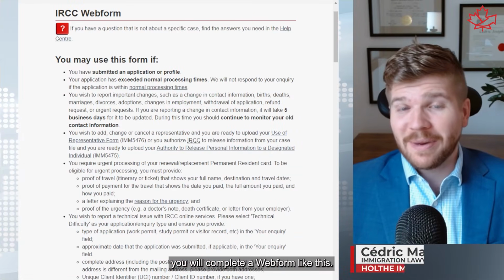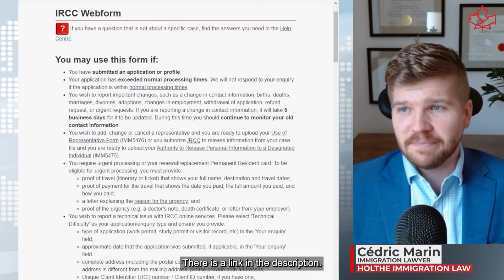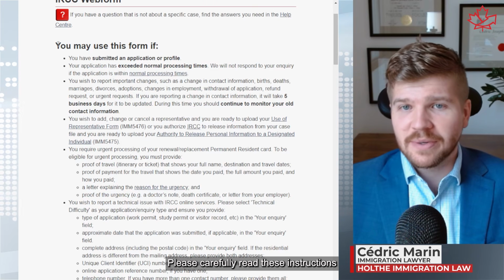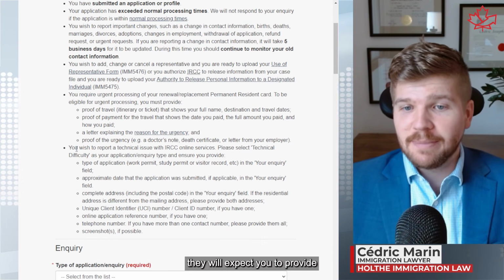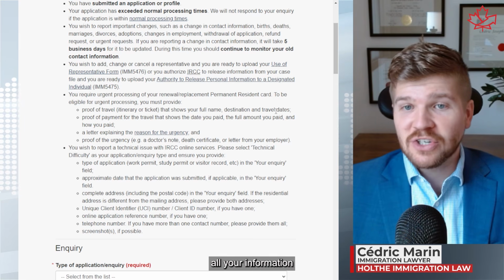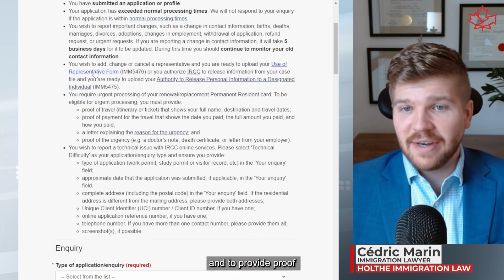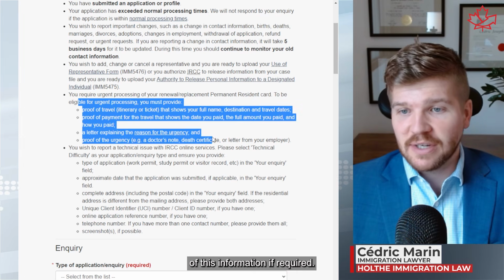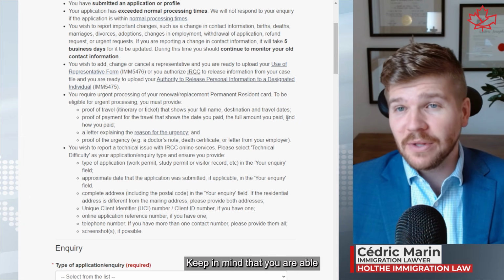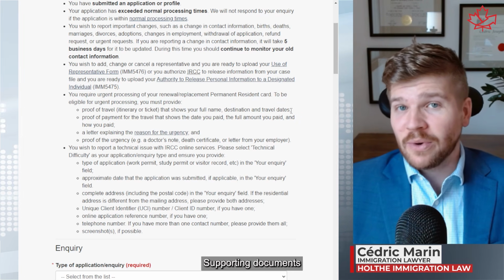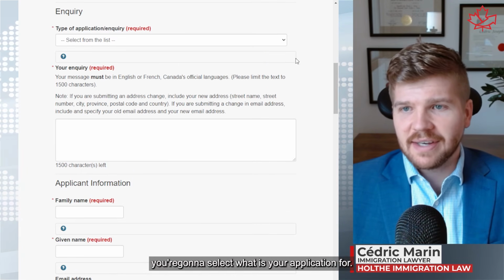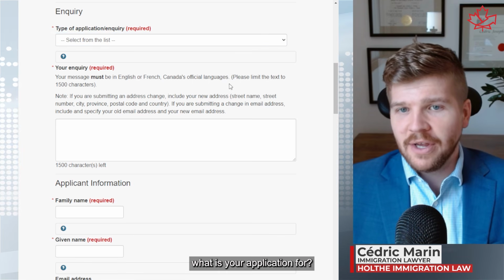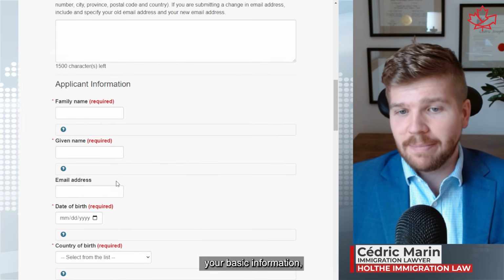So if you're inside Canada, you will complete a web form like this. There is a link in the description. You're going to see here, please carefully read these instructions as they are always changing, but generally speaking, they will expect you to provide all your information inside of the web form and to provide proof of this information if required. Keep in mind that you are able to actually submit supporting documents to the web form at the very end. All right, so here at the inquiry, you're going to select what your application is for. You're going to enter here your basic information.